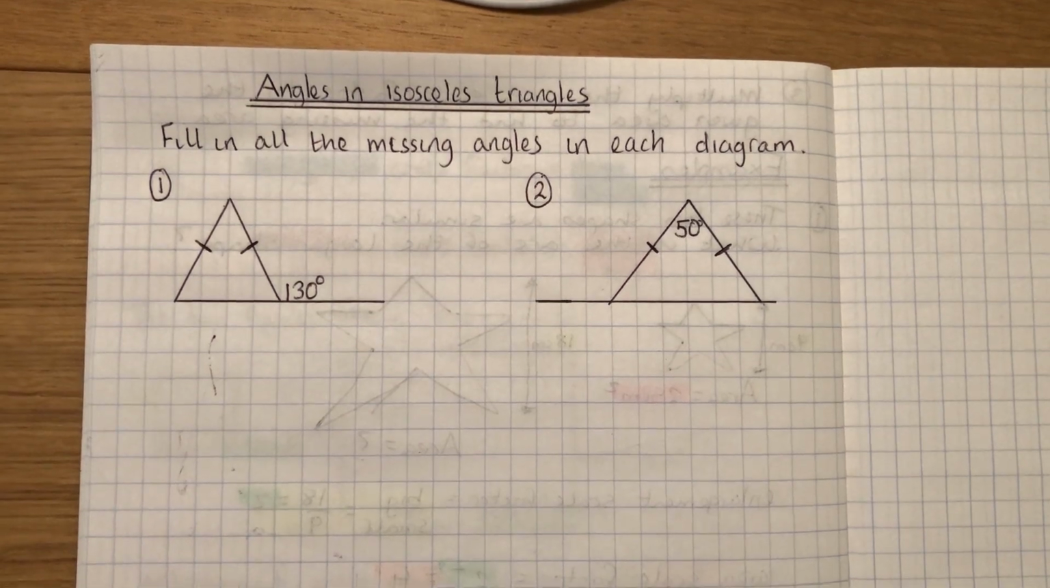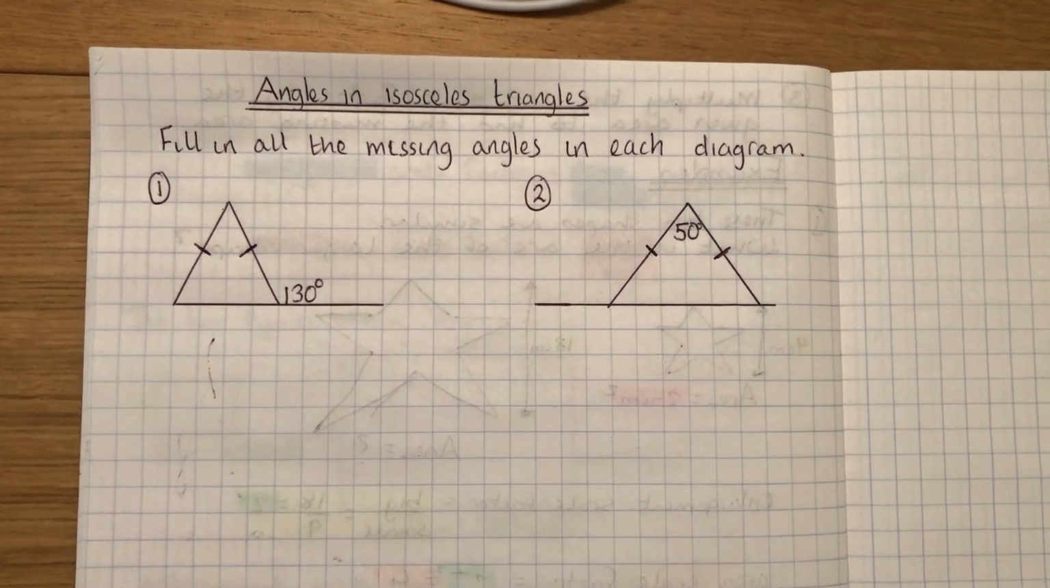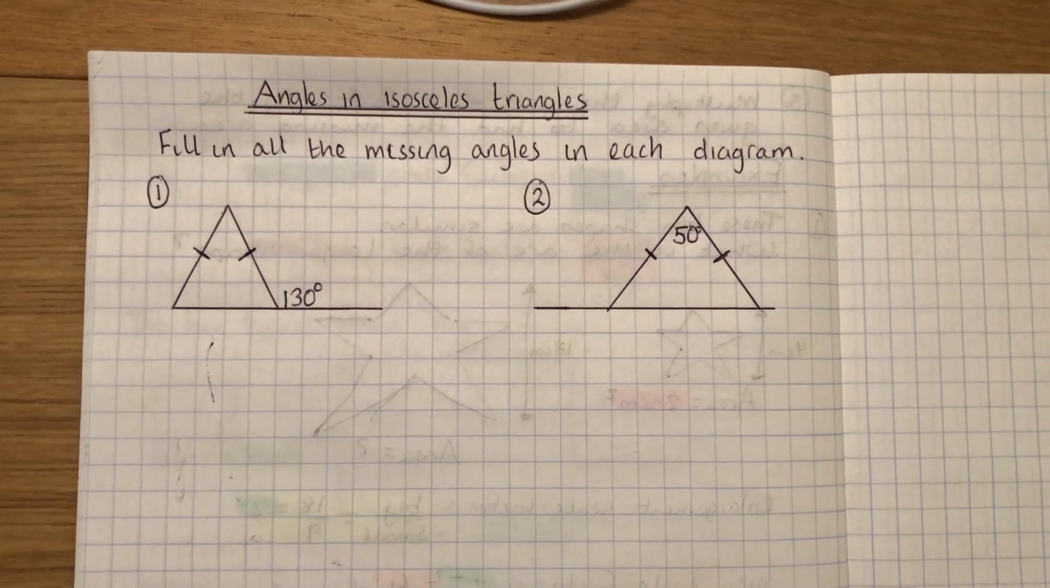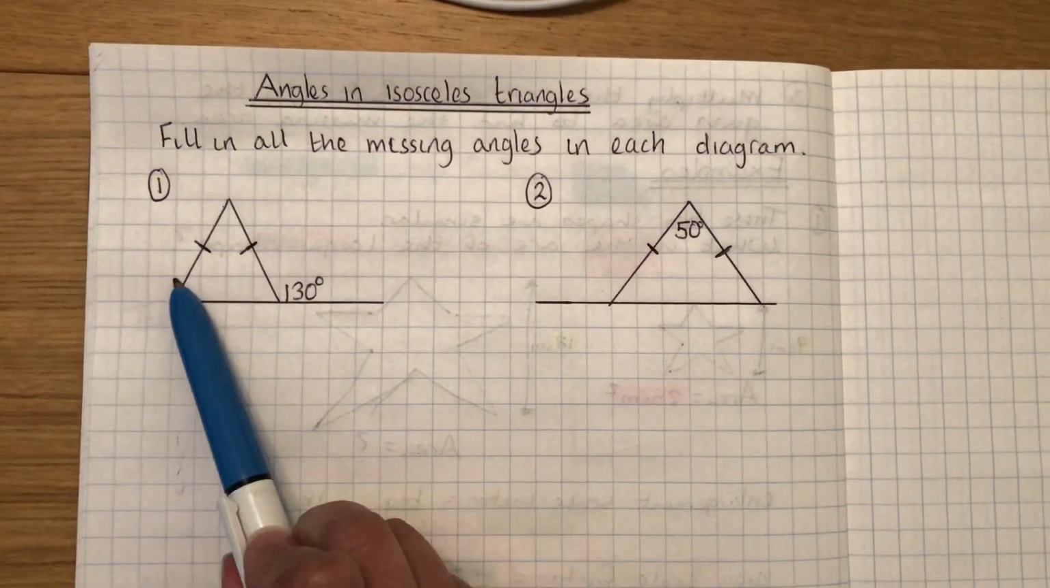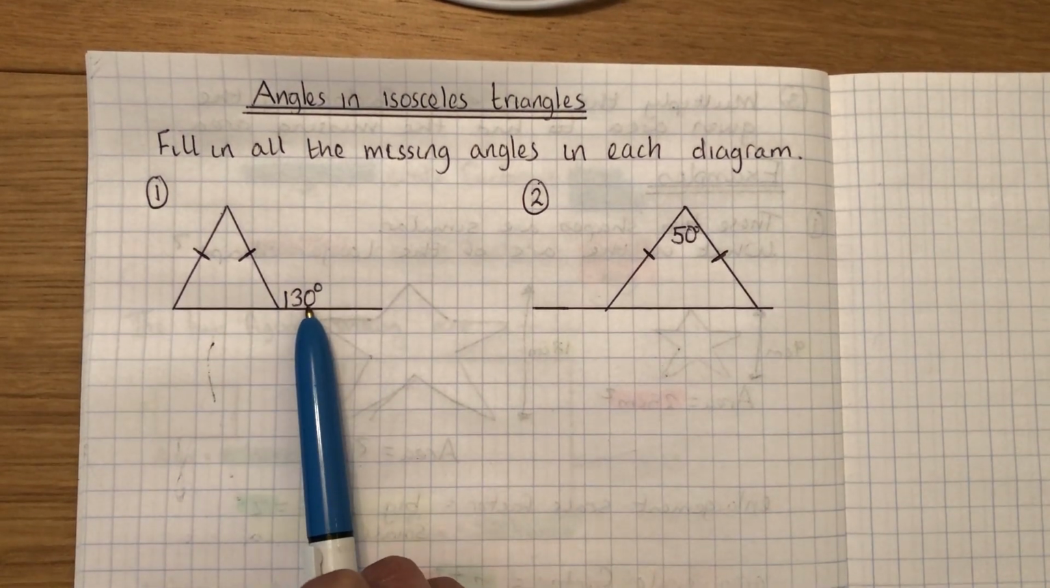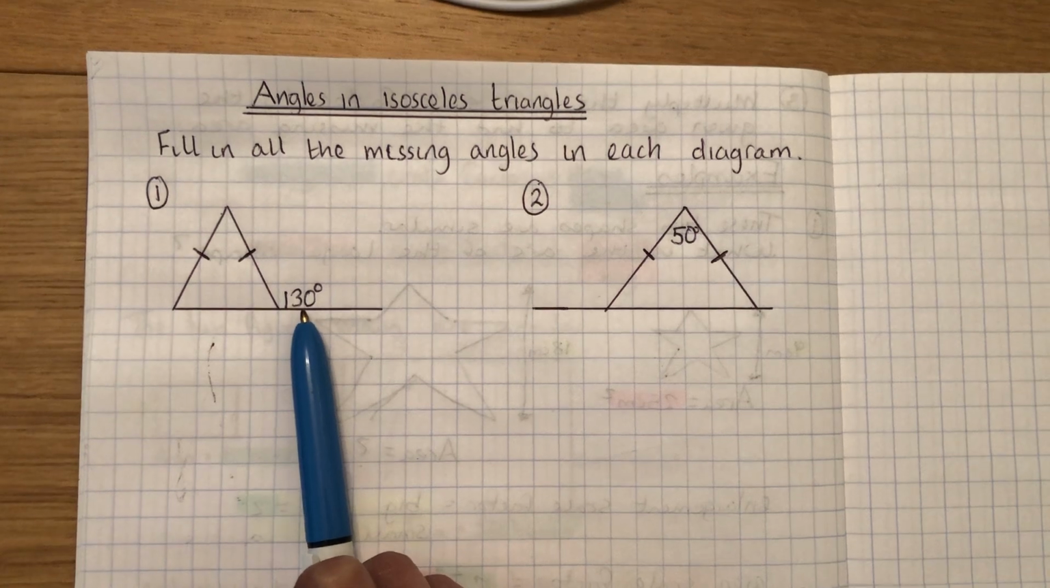Hello everyone. I've prepared 2 examples to help you with the angles in isosceles triangles questions that you're going to complete today. So if we have a look at example 1, we've been given a diagram with the isosceles triangle and the 130 degrees on the outside of the triangle.